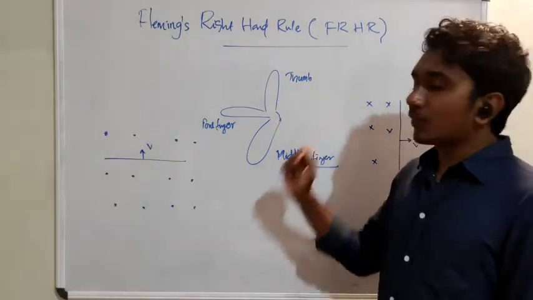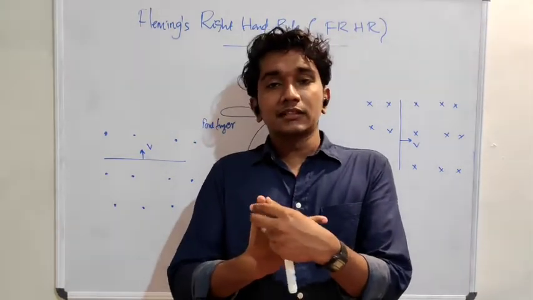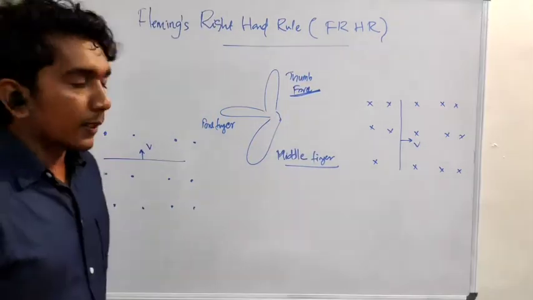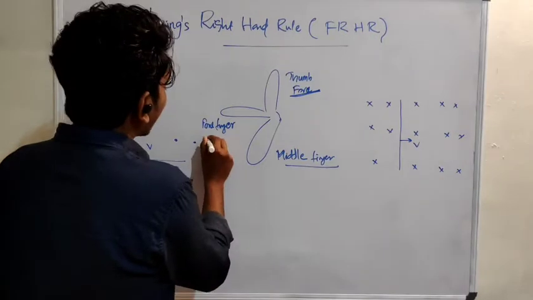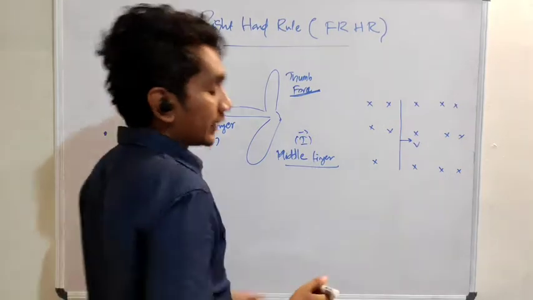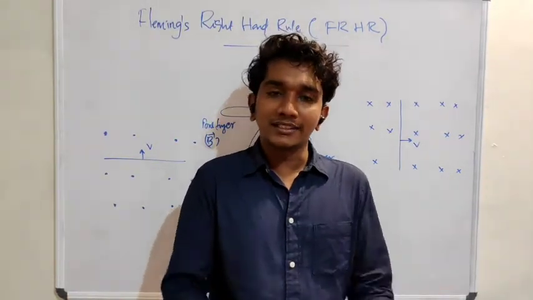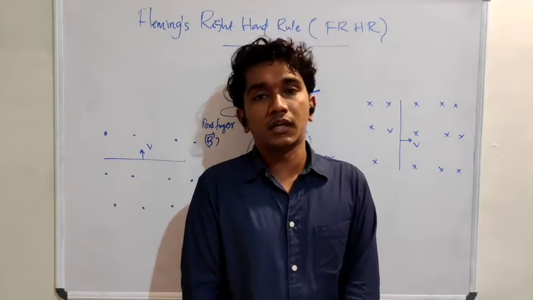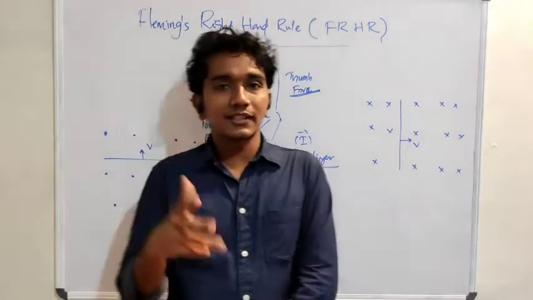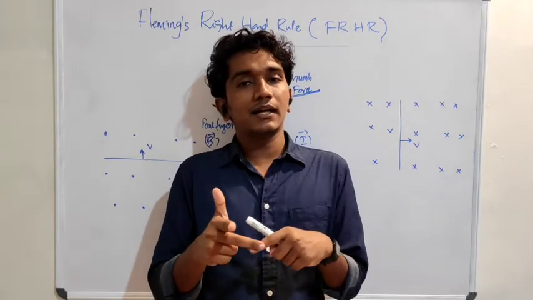So what does the thumb represent? The thumb is force. The thumb represents the force, the forefinger represents the magnetic field, B, and the middle finger represents the current, I. Have you heard about the famous investigation agency FBI of America, the Federal Bureau of Investigation? So you can think of it like that: FBI, force, magnetic field and current.